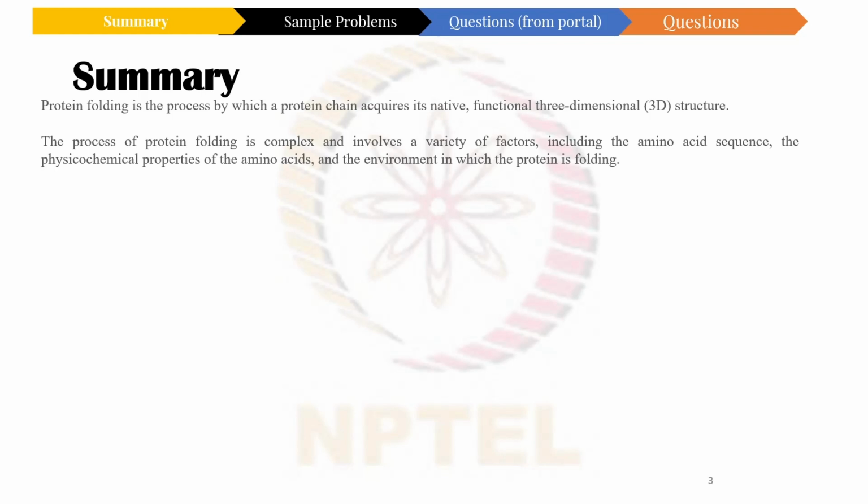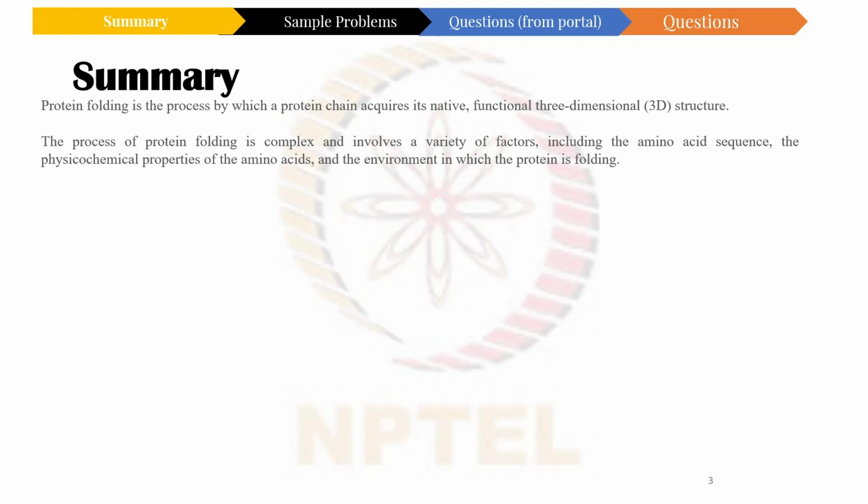So starting with the first lecture of this week, protein folding is the process by which a protein chain acquires its native functional and 3D structure. So this 3D structure of a protein determines the function, and therefore protein folding, which allows protein to acquire this 3D structure, is a critical step in biological process. In bioinformatics, the study of protein folding involves the prediction of protein's 3D structure from its amino acid sequence.